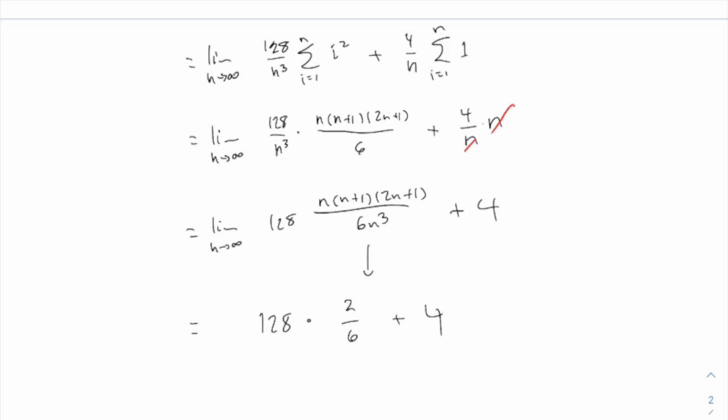All right. Anyway, that's the answer. 2 over 6 is 1/3. I don't want to bother simplifying that any more than that. It's 128 times 1/3 plus 4. This is the answer. All right. It's a bit of a journey to get there.